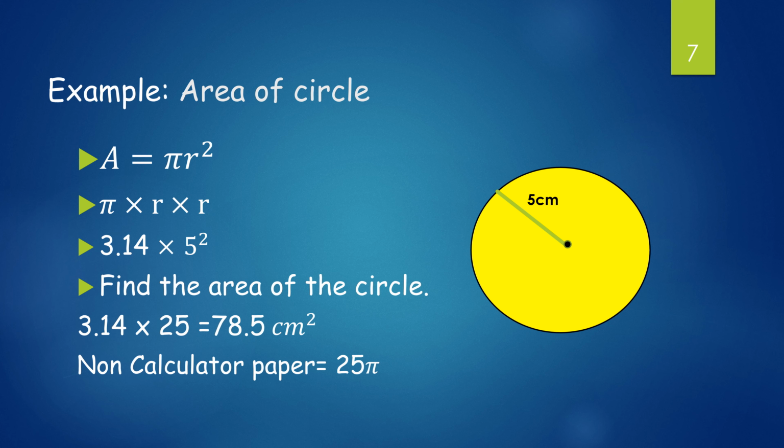Here is an example for you. The radius is 5 centimeters. We need to square it. 5 squared is 25 times 3.14. The answer is 78.5 centimeters squared. Remember, in a non-calculator paper, you only need to show your answer in pi. 25 pi, that's it. They don't expect you to calculate the pi.